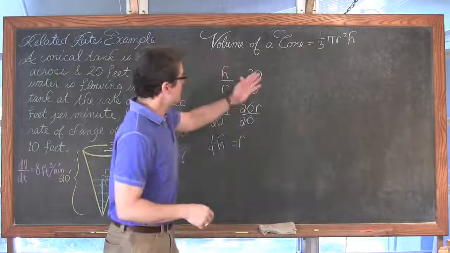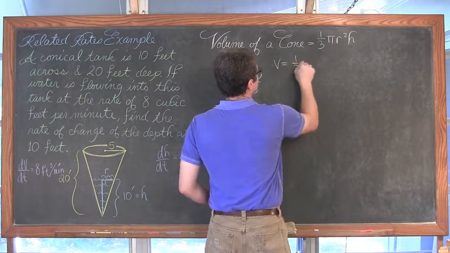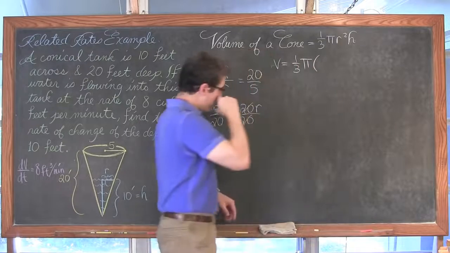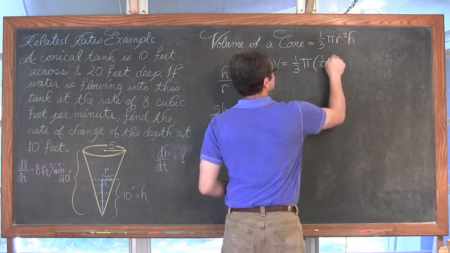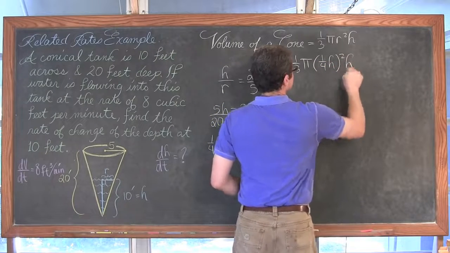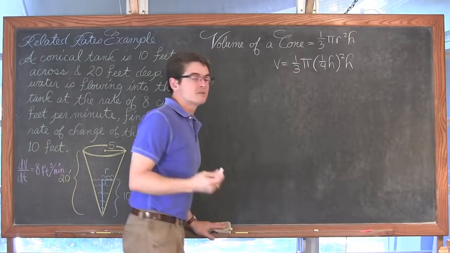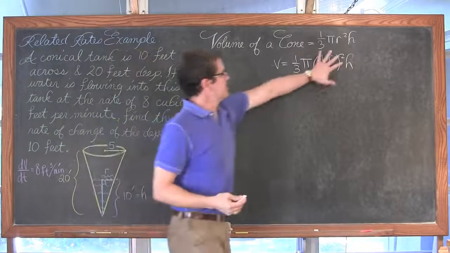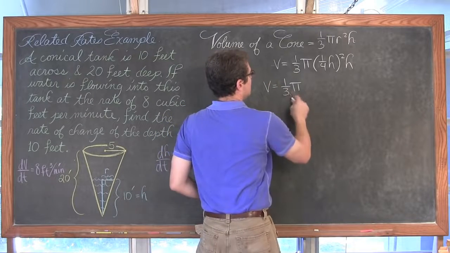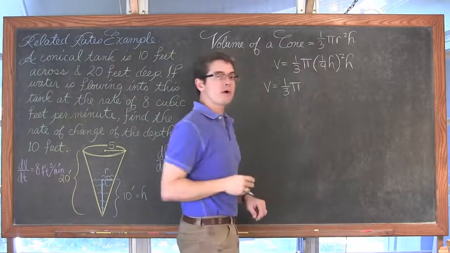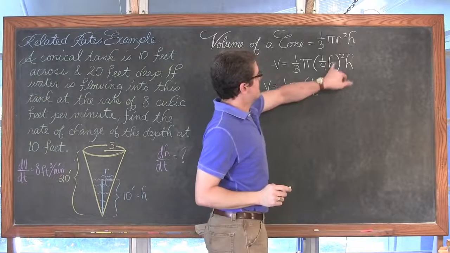Excellent. Well, now I can come over here and say my volume is equal to 1/3 pi times r, which is equal to 1/4 the height, squared, times h. So now I have volume in terms of just h. Let's just clean this up a little bit. We have volume is equal to 1/3 pi, 1/4 squared is 1/16, and then we have h squared times h.